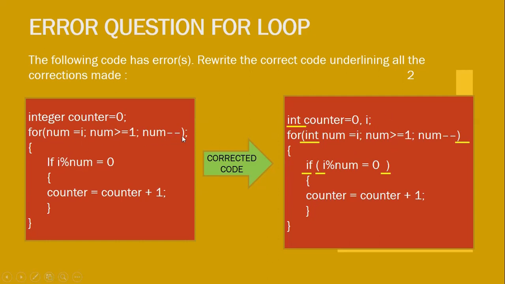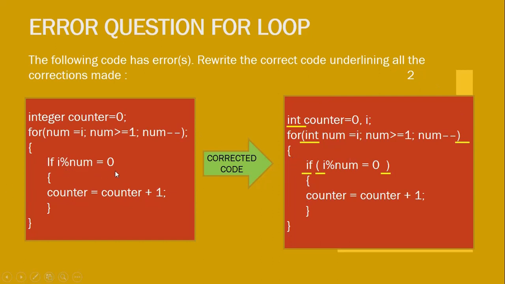Now after the completion of the for statement, it should not be followed by a semicolon. So I have removed the semicolon from here and I have underlined it, so that the examiner will come to know that you have removed it. Then the curly braces are okay.